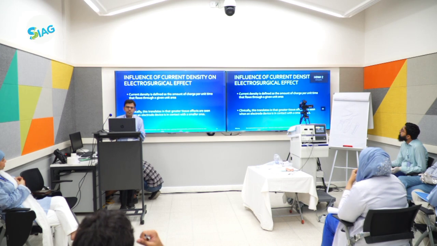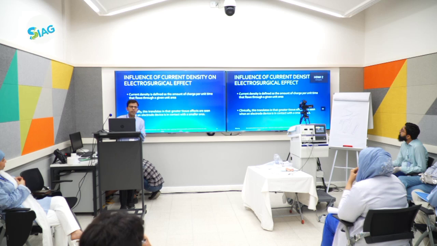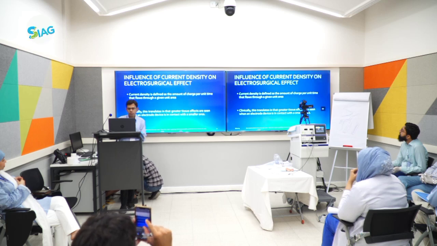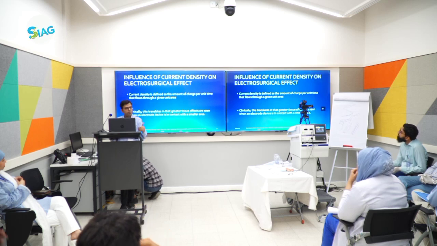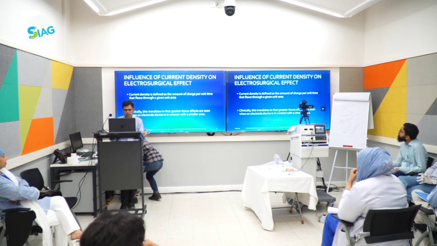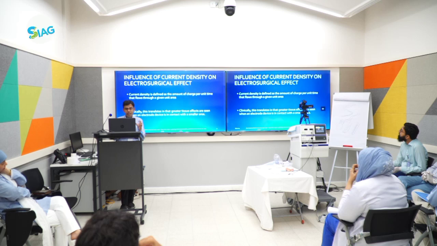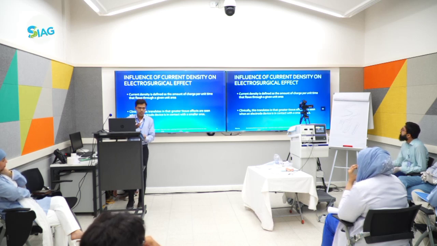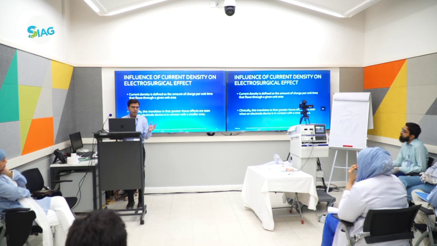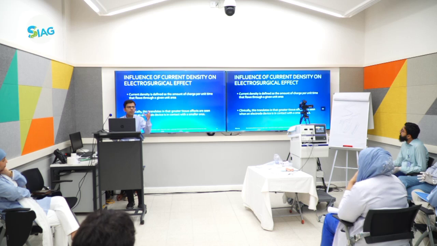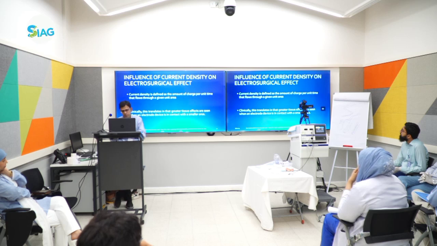What is current density? In simple terms, the amount of current at one point in time. It is defined as the amount of charge per unit time that flows through a given unit area. So the tissue effects are greater when an electrode device is in contact with a smaller area. For example, a snare. If you keep the snare open around a polyp, with the same power, the current density will be less. And if you close the snare, with the same power, the current density will increase. So that's important to understand during diathermy.